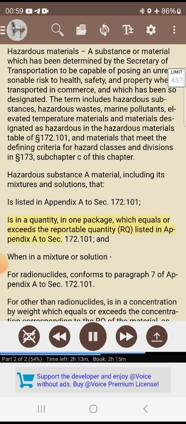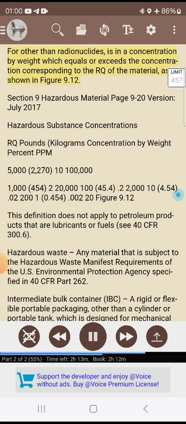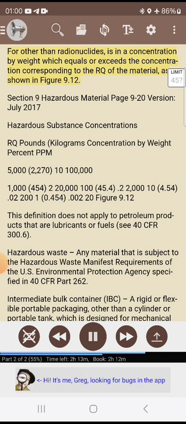172.101, is in a quantity, in one package, which equals or exceeds the reportable quantity, RQ, listed in Appendix A to Sec. 172.101, and when in a mixture or solution. For radionuclides, conforms to paragraph 7 of Appendix A to Sec. 172.101. For other than radionuclides, is in a concentration by weight which equals or exceeds the concentration corresponding to the RQ of the material, as shown in Figure 9.12.